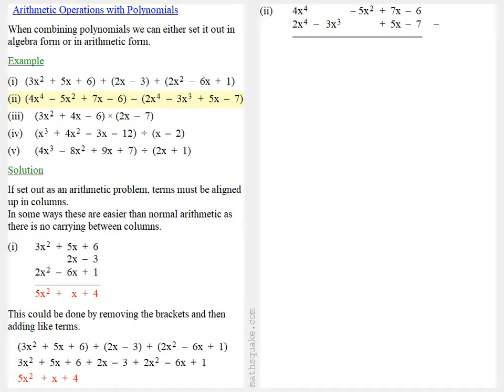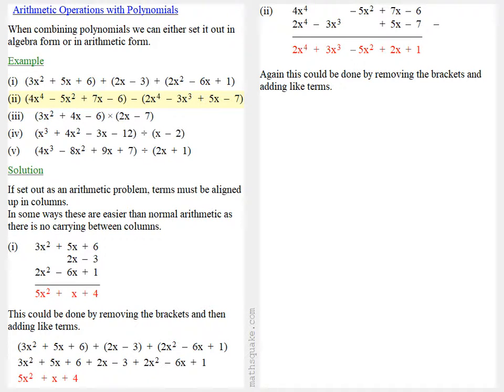4x to the power 4 minus 2x to the power 4 is 2x to the power 4. Then we've got nothing take away minus 3x cubed. Take away minus is plus, so it's plus 3x cubed. Minus 5x squared take away nothing is minus 5x squared. 7x take away 5x is 2x. And minus 6 take away minus 7 is minus 6 plus 7, which is plus 1. So we have 2x to the power 4 plus 3x cubed minus 5x squared plus 2x plus 1.